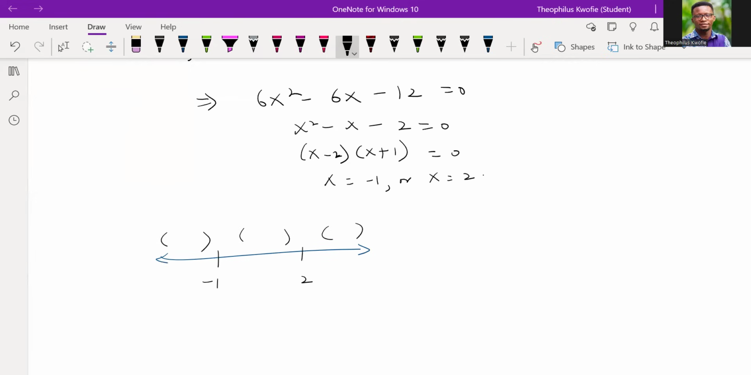So it should be -infinity to -1. Within -1 and 2, we'll pick a value, okay? And then from 2 to 3, we'll pick some values just to see how best it will help us, right?